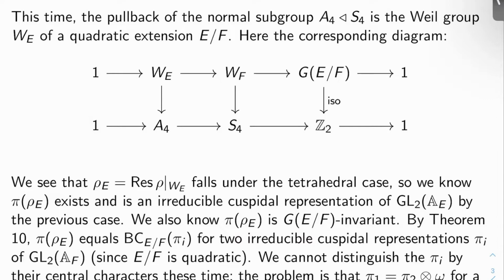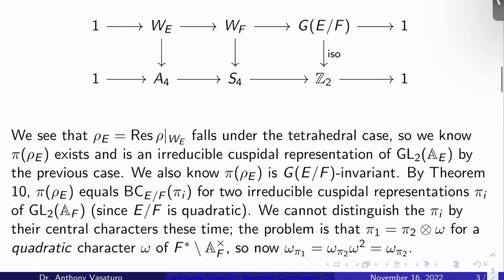So by Theorem 10, pi of rho sub E should just equal the base change from F to E of pi sub i, for now 2 different irreducible cuspidal representation classes pi sub i of GL2 of A sub F. And that's because now E over F is quadratic. We had 3 classes before, now we have 2.